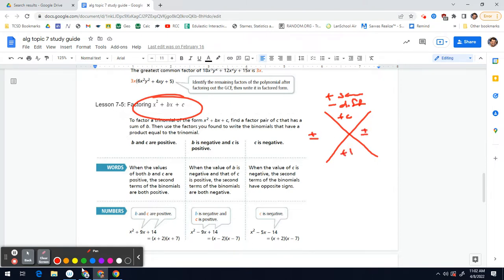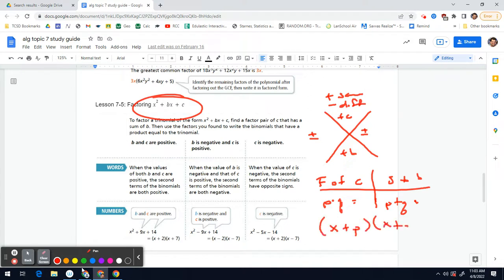Then we put the b value down there. That b value tells you what signs they're going to be if they're the same, and if it's different, it tells you which one is the bigger number. Then we look for the factors of c that sum to b. You're looking for your two numbers, p and q, that multiply to c and add to b. Those go in your parentheses, so x plus p and x plus q. And that's how we factor.